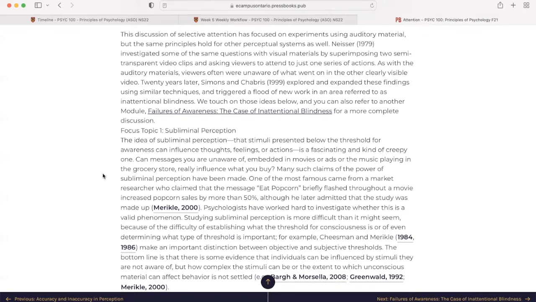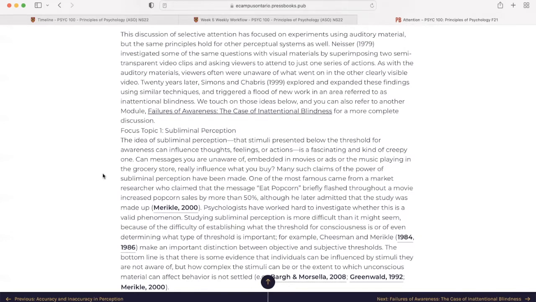Twenty years later, Simons and Chabris explored and expanded these findings under similar techniques and triggered a flood of new work in the area referred to as inattentional blindness. We touch on those ideas below, and you can also refer to another module, Failures of Awareness, the case of inattentional blindness, for a more complete discussion. That's the next chapter.